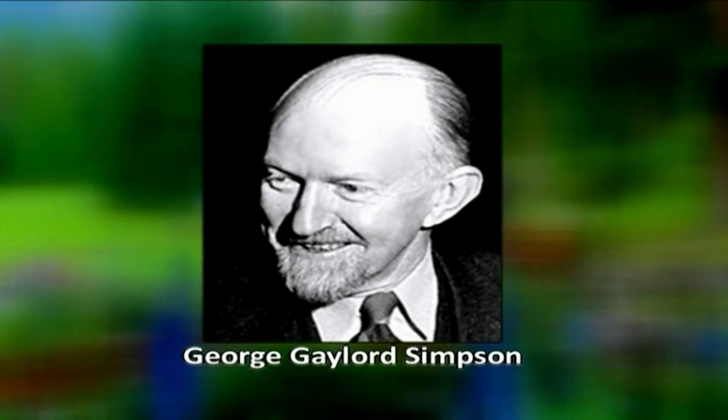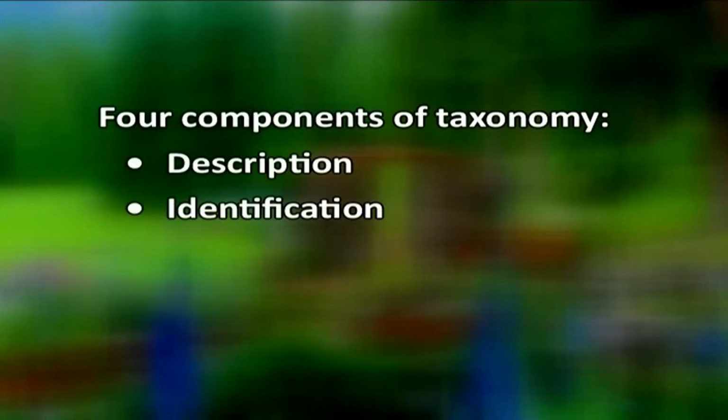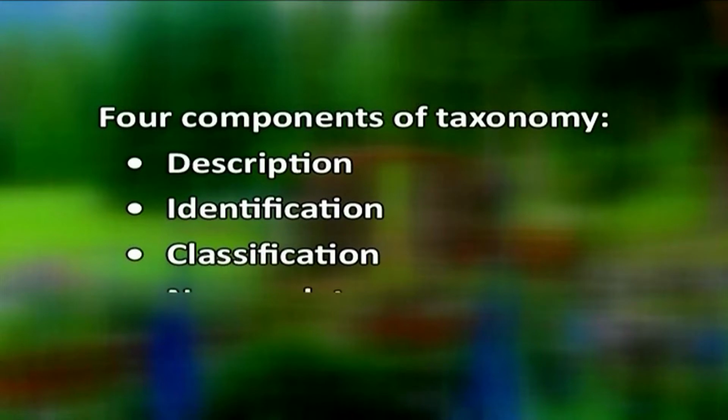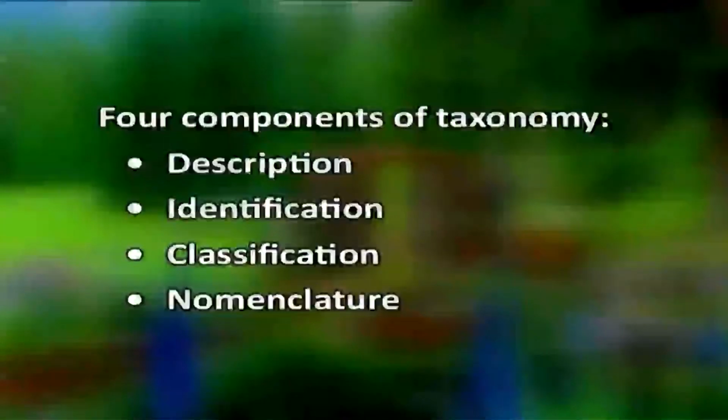According to the paleontologist George Gaylord Simpson, systematics is the scientific study of the kinds and diversity of organisms and of any and all relationships among them. There are four components of taxonomy, that is description, identification, classification and nomenclature. The description of a taxon is a statement of its attributes and characteristics and is obtained from the thorough and careful examination, observation and study of the plants.